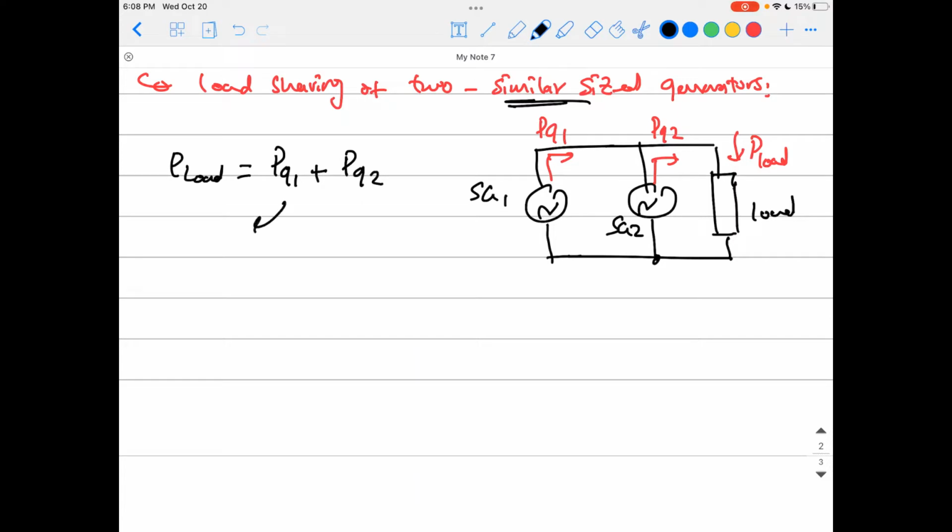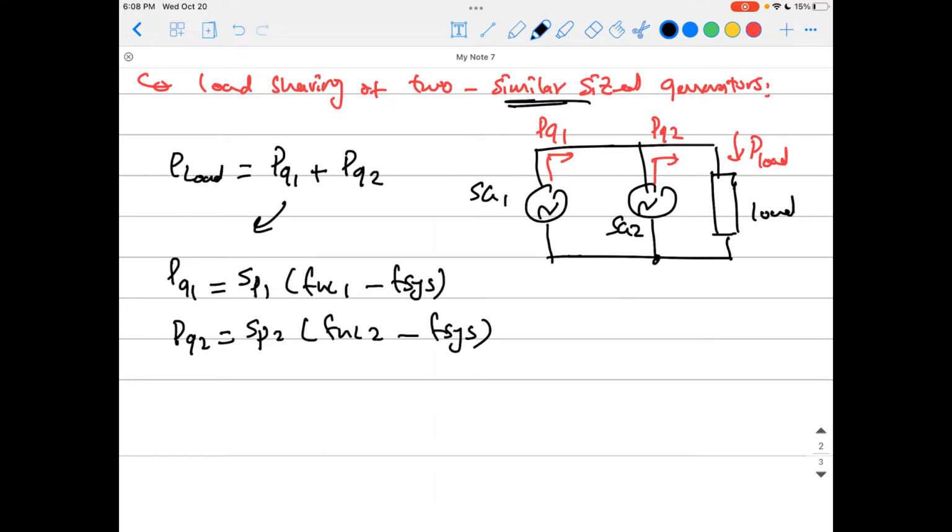P generated 1 will equal SP1, the slope of its own FP relationship, multiplied by F no load 1, because it has its own no load frequency, minus F system. And P generated 2 will be SP2 multiplied by F no load 2 minus F system. Each of the 2 generators has its own slope of the FP relationship, because they have different FP relationships, and they have different no load frequencies, because the no load frequency is managed by the governor. It is something you can control using the governor, and because there are two different generators, each has its own governor. So F no load 1 may be different from F no load 2, because that is under your control.